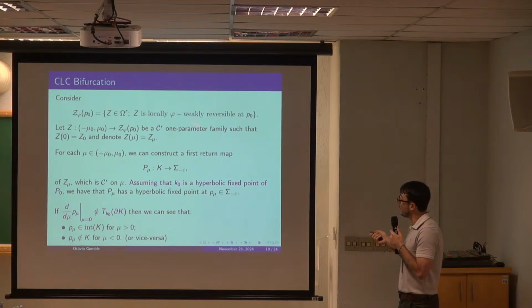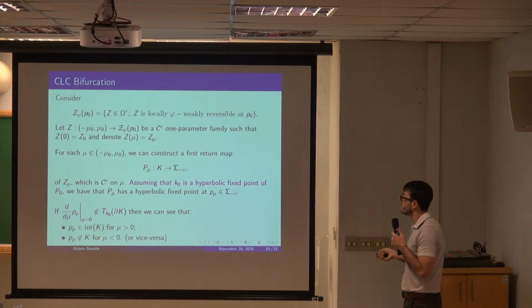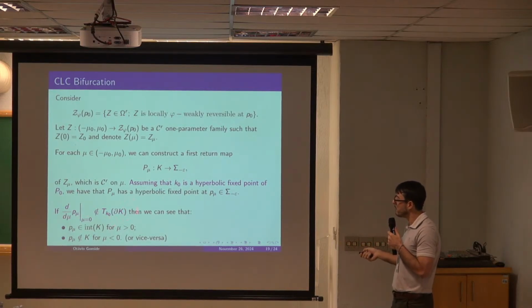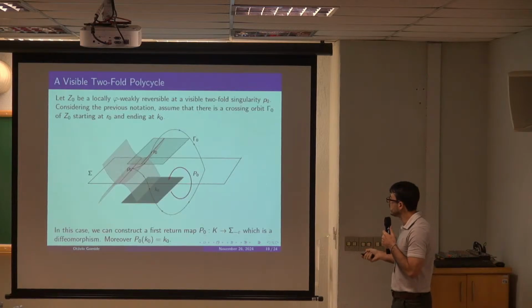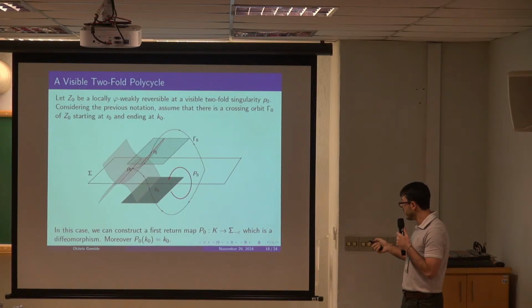So we must analyze it. Of course, it depends on the unfolding that we are having, so here we have to impose a generic condition on this unfolding. The generic condition is that the derivative of the fixed point with respect to mu at mu 0 is not in the tangent space of the boundary of K at K0. It must be linearly independent with this curve here. In this case, the point P mu depends on mu, on one side or the other side.